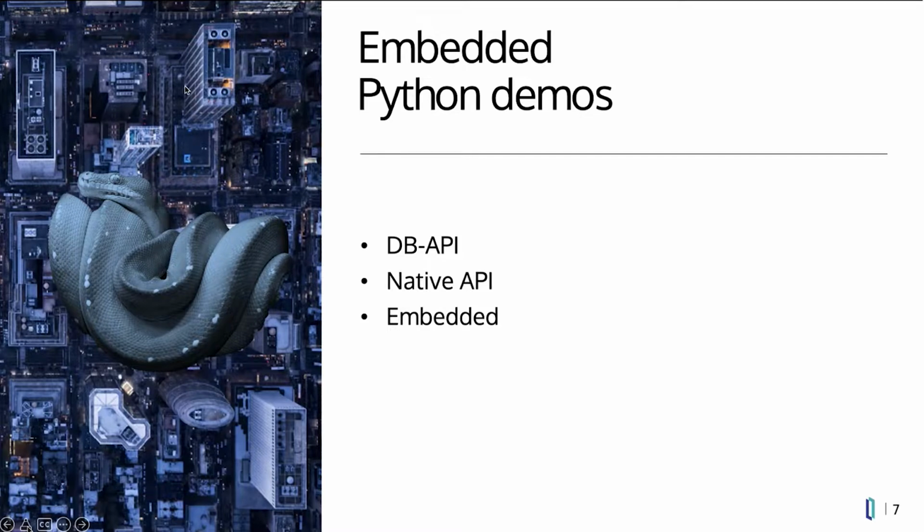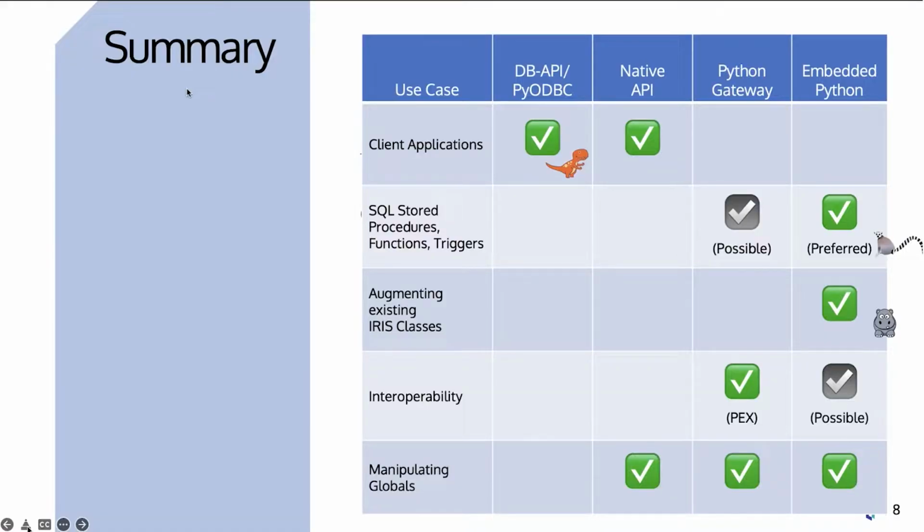So I hope that has given you a good flavor of all the different things you could do with Python and how flexible our implementation is. Just to summarize, we looked at some client application use cases where you have relational data. If that is your case and you're making web applications, focus on DB API and PyODBC. If your application happens to be based completely on a global data structure, you may want to look at the native API, but you're probably in the DB API PyODBC bin here.